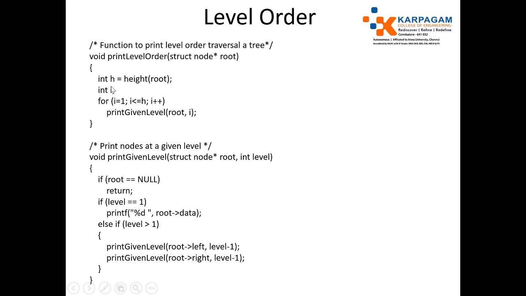Okay, so for printing the data in level order, we need to call the height function. Okay, and start from 1 and end with the height. We call the print given level. This print given level function is recursively called if level is greater than 1. If level equal to 1, just print the data. If root equal to null, just simply return. Okay.